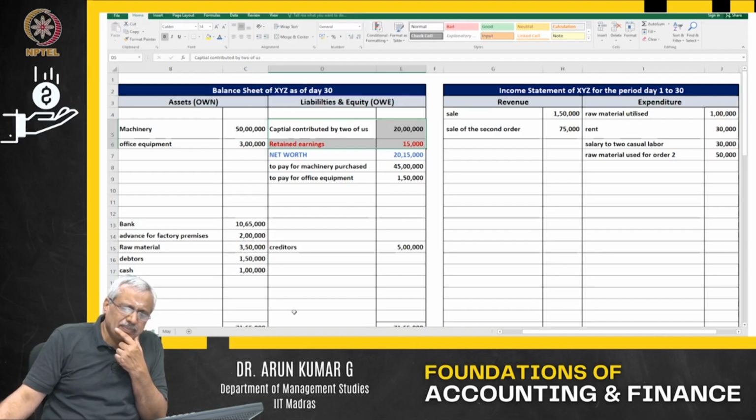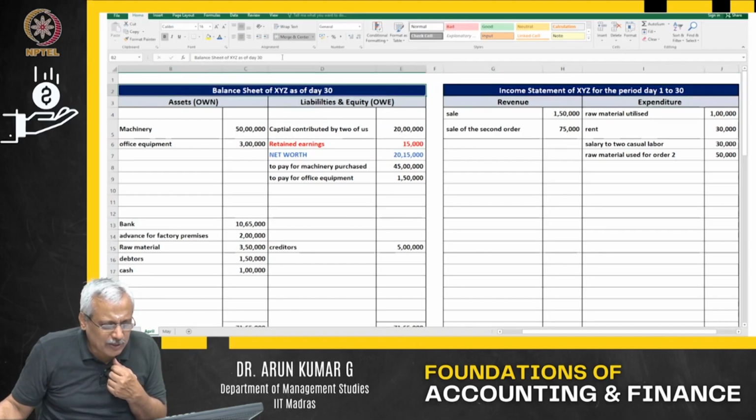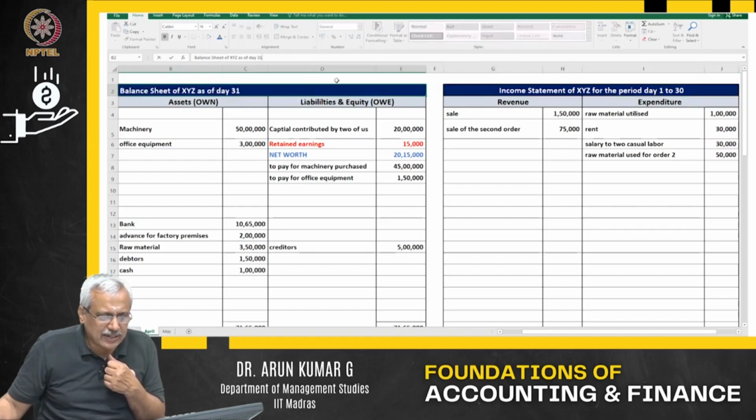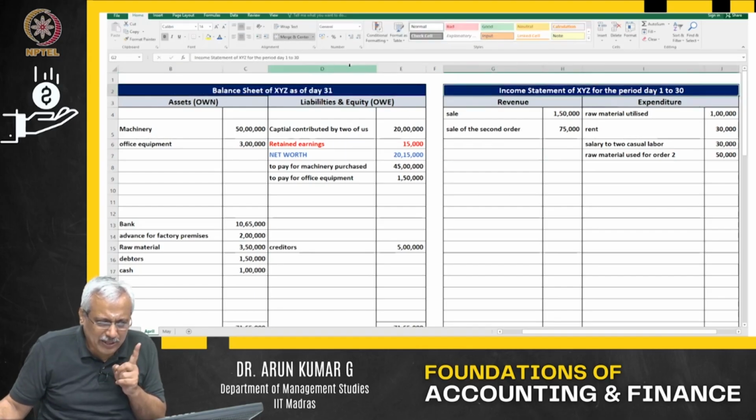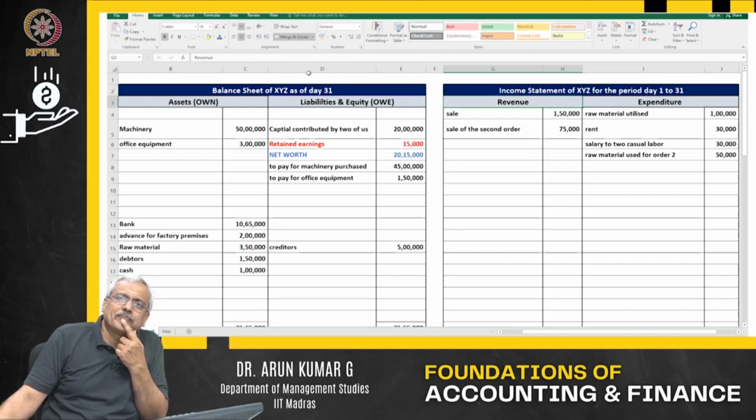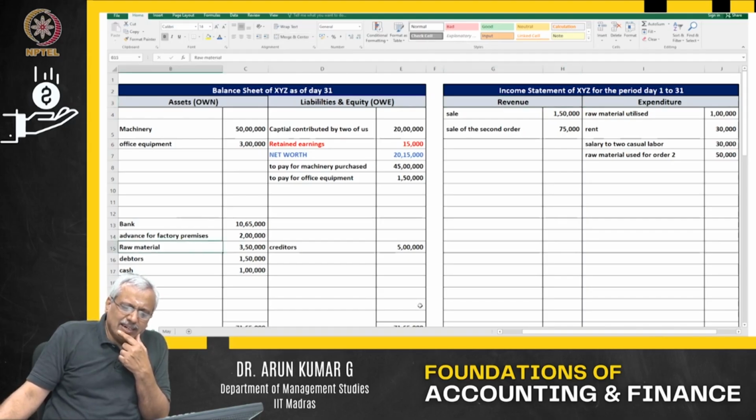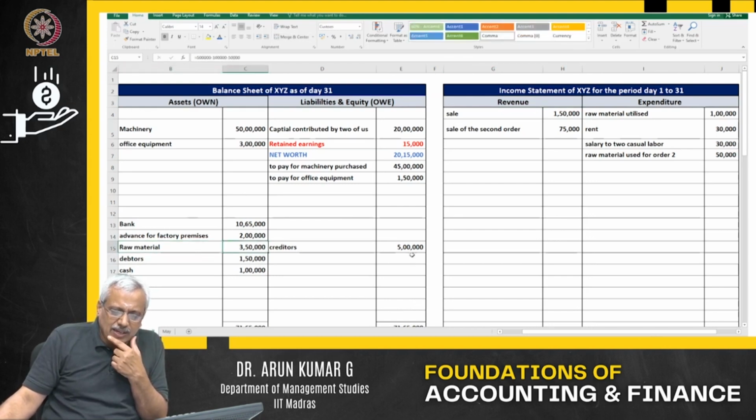For example, imagine it is the next day, this particular month has 31 days. So on day 31, the balance sheet is on a particular day and the P&L is for a period, that is 31 days. I purchased raw material worth about 500,000 on credit. I have to pay. I purchased on how many days credit? 30-day credit. So what happens? I have to pay today on 30-day credit.